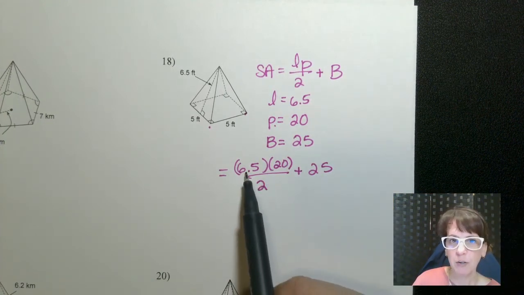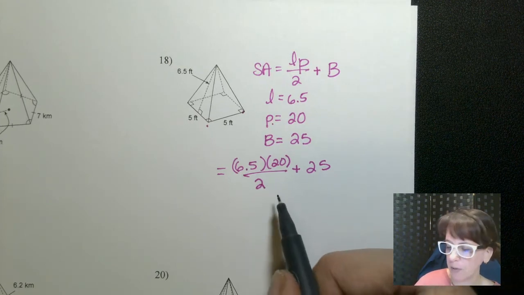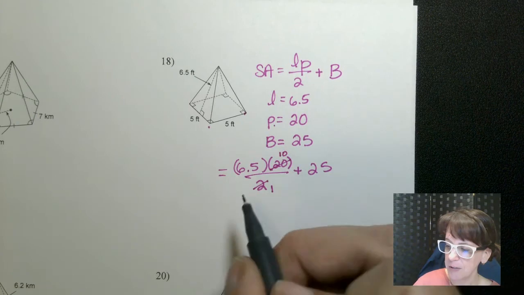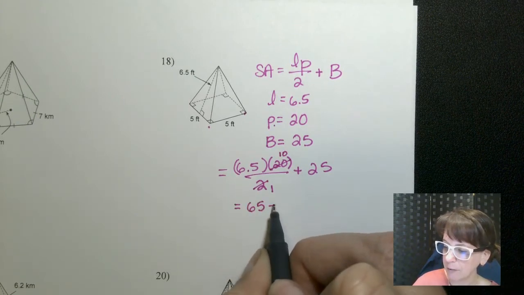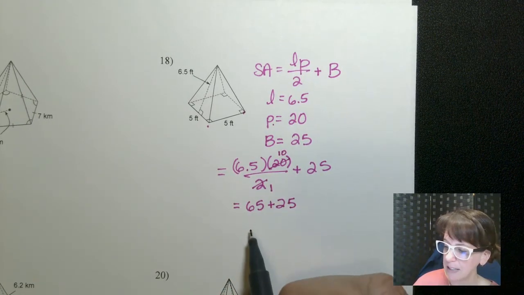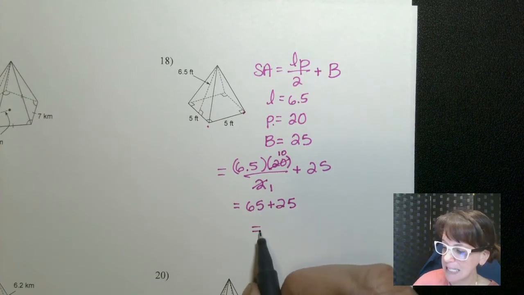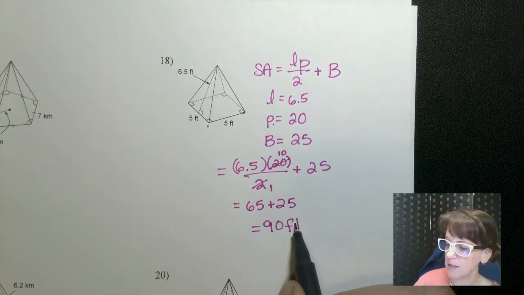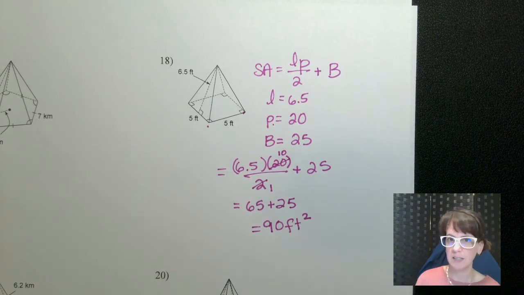So a little trick here, you don't have to multiply and then divide. What I could do is divide 20 by 2 and get 10. So when I do that, I end up with 65 plus 25. So 6, 7, 8, so 90. And we're talking about feet, so it'd be feet squared. So our surface area of this is 90 feet squared.